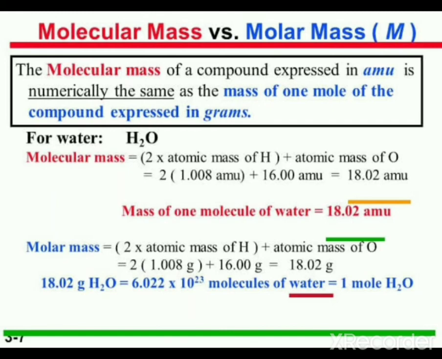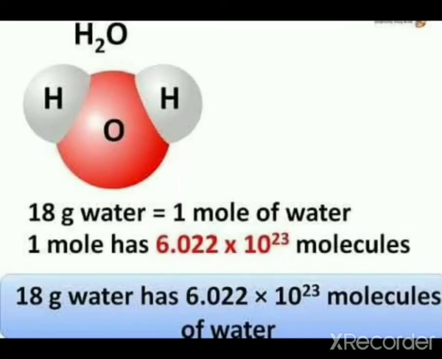What is the molecular mass of water? It is equal to 2 into 1 plus 16, which is equal to 18 U. Now, what is the molar mass of water? It is equal to 18 gram per mole.